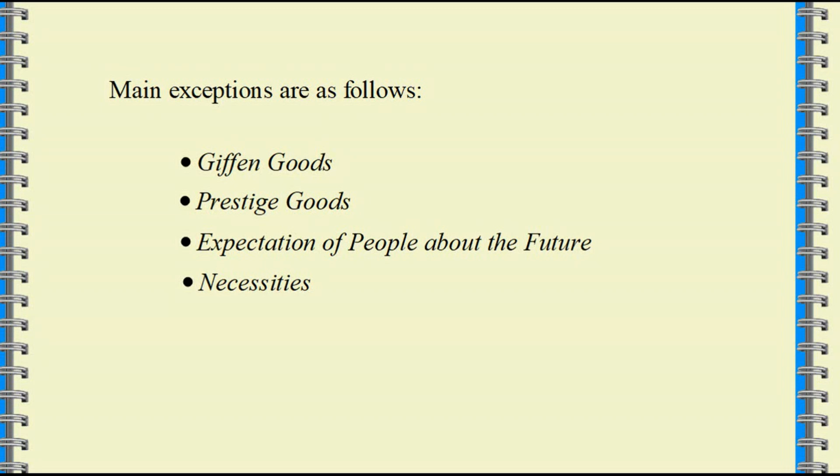In the case of necessities, these are goods which are essential for survival. Whatever the price increase, consumers will not lower their purchase. They also purchase the product in high quantity because it is essential for survival. In the case of necessities, the higher the price, the higher will be the demand for such products. So, in the case of Giffen goods, prestige goods, expectation of people about the future, and necessities, these are the conditions in which the law of demand is going to be violated.